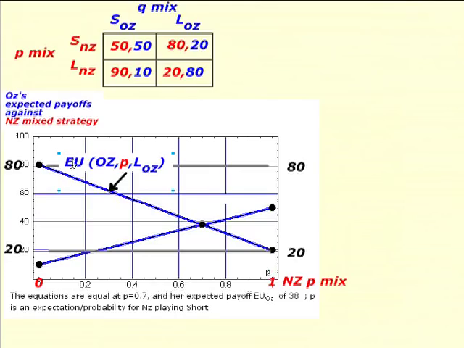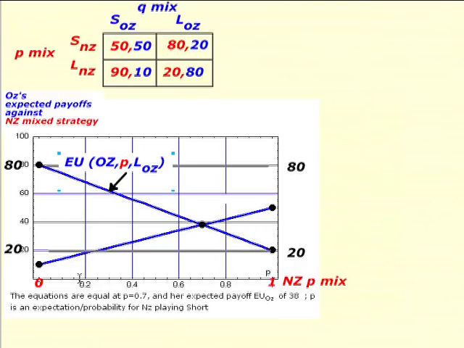This is the expected utility or expected payoff to Australia, the blue player, so that's what Australia is, against a PMIX strategy of New Zealand, when Australia is definitely choosing to play long. Okay? So this is like, okay, if the PMIX is over here, then my payoffs are going to be high.